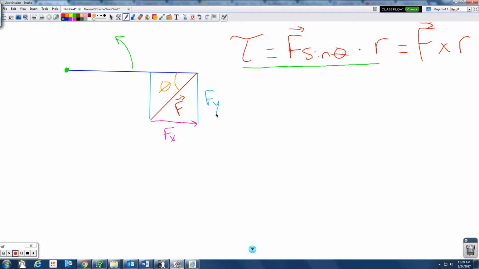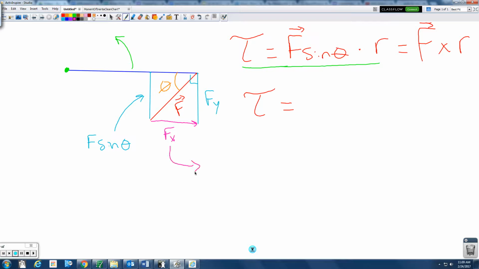F sub y is the one that is perpendicular to the axis of rotation, and this is a 90-degree angle here. So in order to calculate torque, we need to say that it's F sub y times r. And you can see, this is F sub y right here. It's opposite orange angle theta, the angle in between the axis of rotation and the applied force. So this is F sine theta.